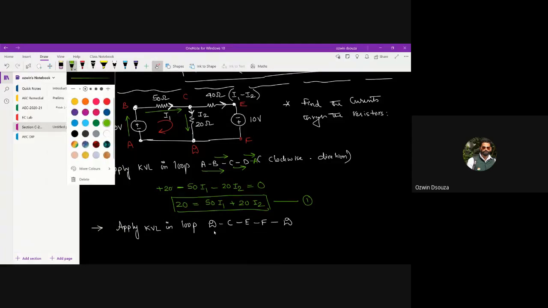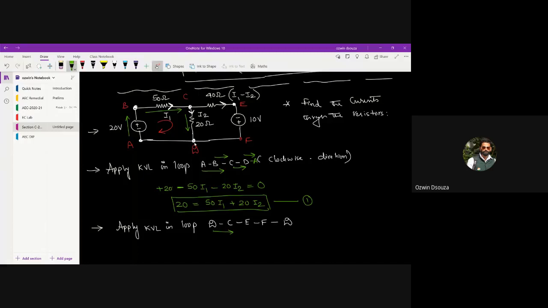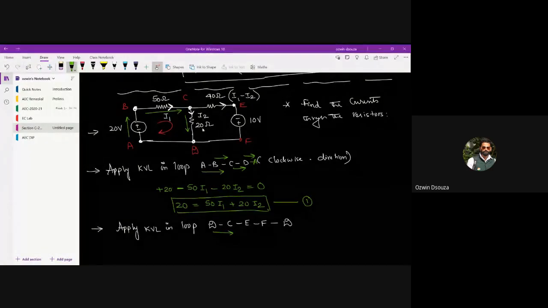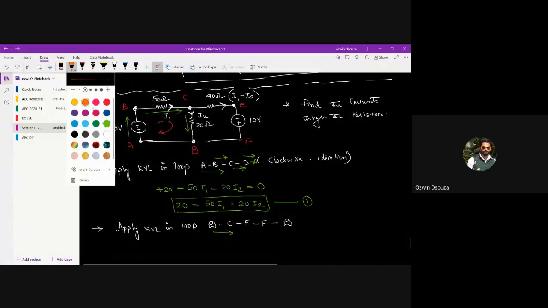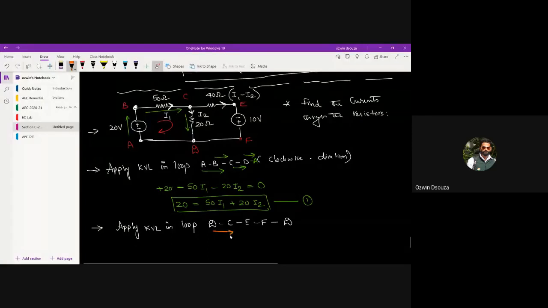So let us move from node D to C. Probably what I will do, I will use a different color, say orange color I'll use. So I'm moving from node D to C, right? So this is my traversal. I'm moving from node D to C, but current is flowing in opposite direction. Hence, I have a potential rise, so that is given as plus 20.